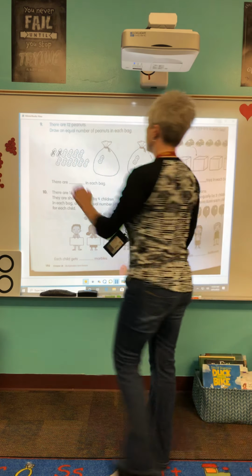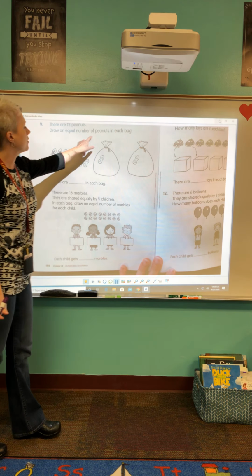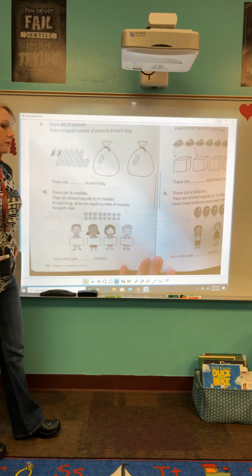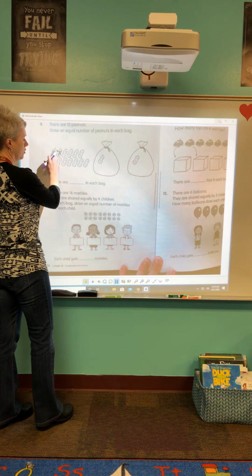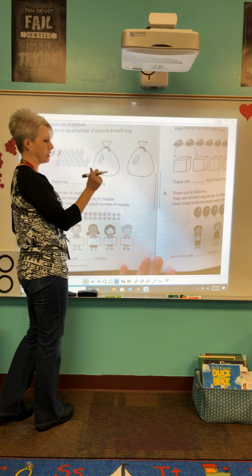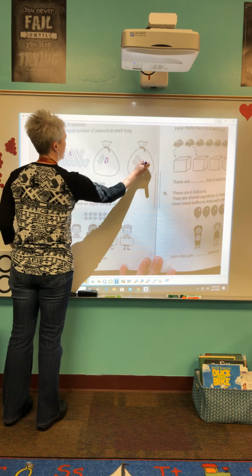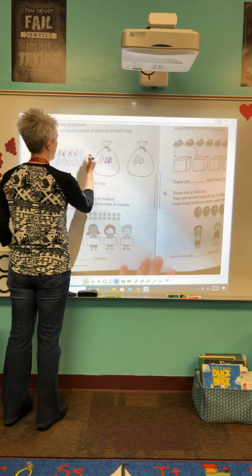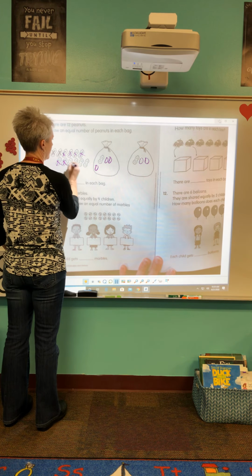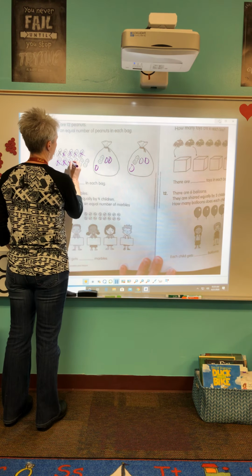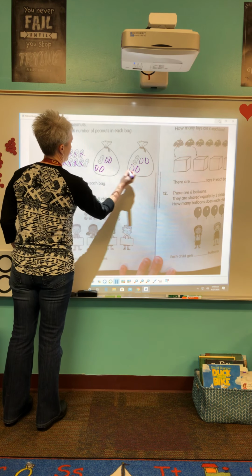This says there are 12 peanuts. Draw an equal number of peanuts in each bag. So we can do it, they've got 2, 1 there, 1 there. We can do it that way. We can X it out and draw it. 1 in each bag. Make sure you go back and forth, bag to bag, and don't double up on one bag.